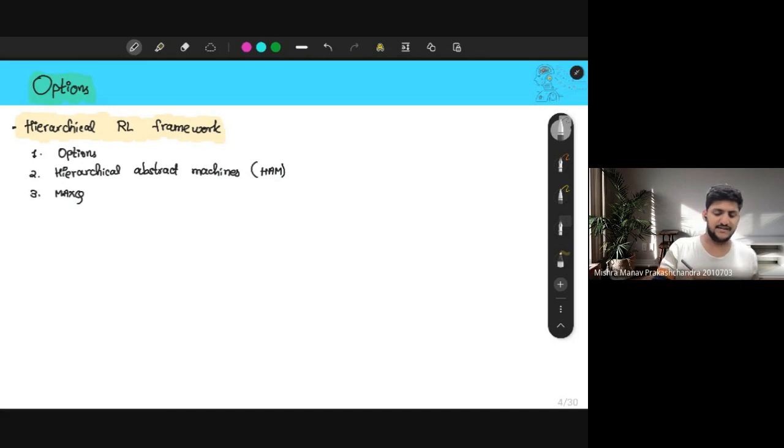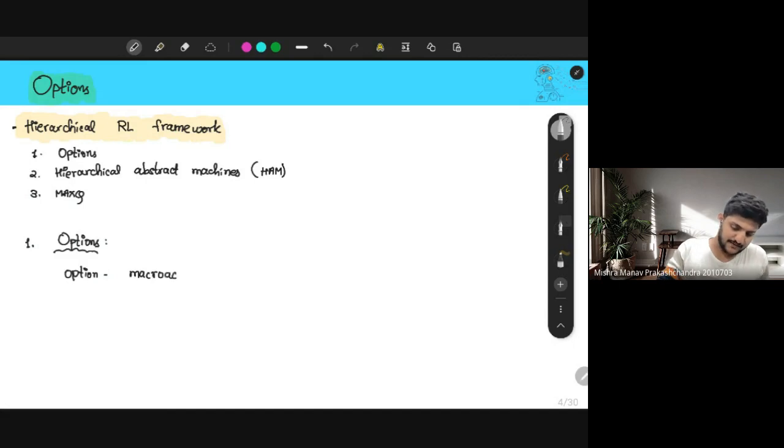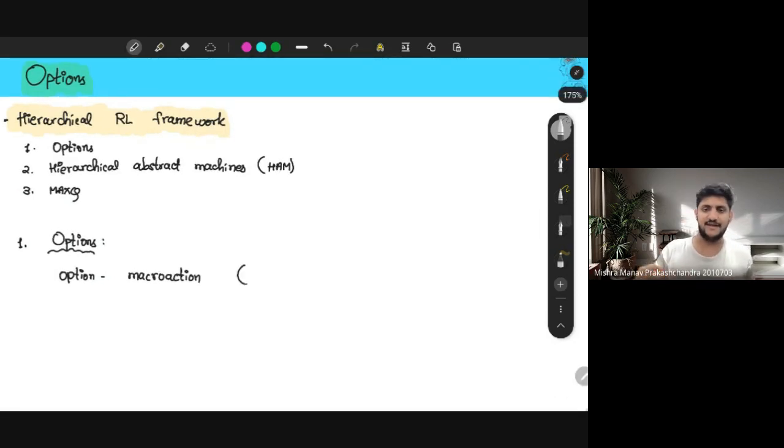Okay, so we start with options. The first one is known as options. Options here typically refers to a macro action. Now, what's a macro action? A macro action is typically a high level action that an agent can choose to achieve a particular sub goal within a task.